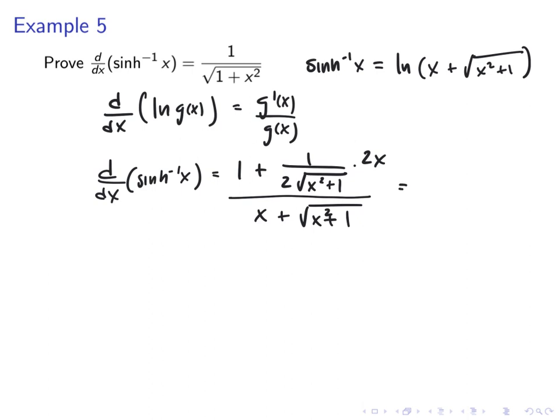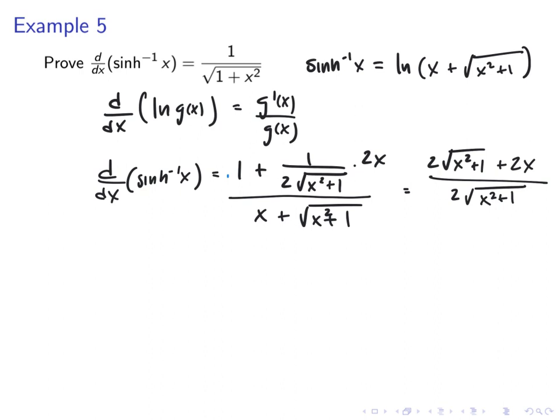And if you do that, what do we get? We will get 2x. This is where it starts to get a little tricky. A lot of things are going to need to simplify here to get our answer. So I'm just going to multiply this 1 by 2 root x squared plus 1 over 2 root x squared plus 1. So we get 2 times the square root of x squared plus 1 plus 2x over 2 times the square root of x squared plus 1.